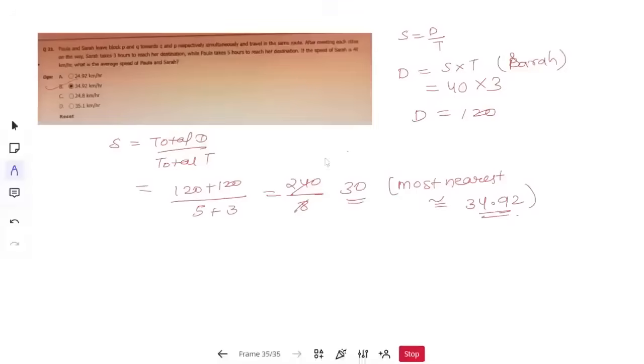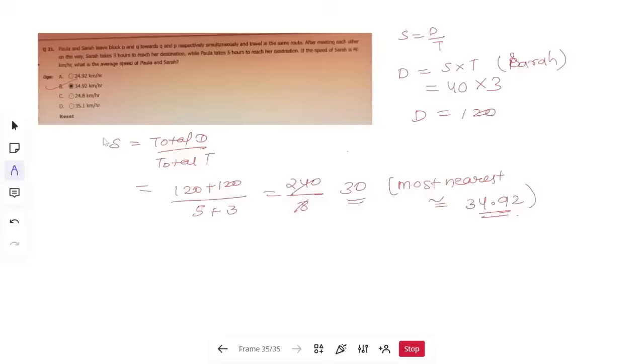Let's look at this question, guys. So in this question, Paula and Sarah leave block P and Q towards Q and P respectively simultaneously and travel on the same route. After meeting each other on the way, Sarah takes 3 hours to reach her destination, while Paula takes 5 hours to reach her destination. If the speed of Sarah is 40 km per hour, what is the average speed of Paula and Sarah?